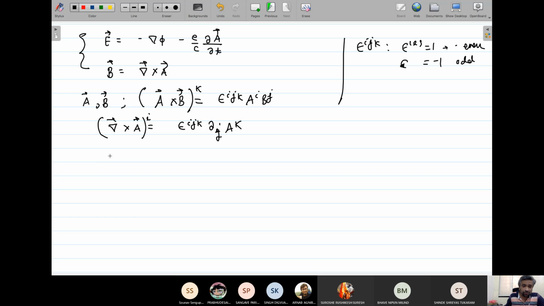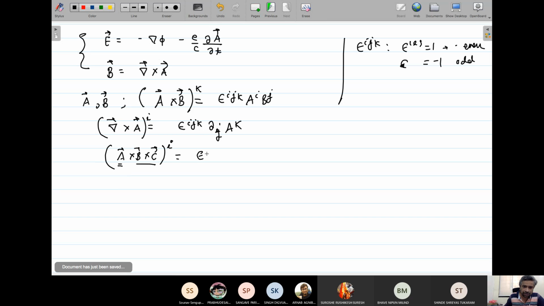Then we may face terms like A cross B cross C. This also one can express in terms of epsilon. Suppose I want the ith component of this; what will it be? We know the kth component of A cross B. So keep this as one vector and keep B cross C as another vector. So it will be the ith component of this entire thing.